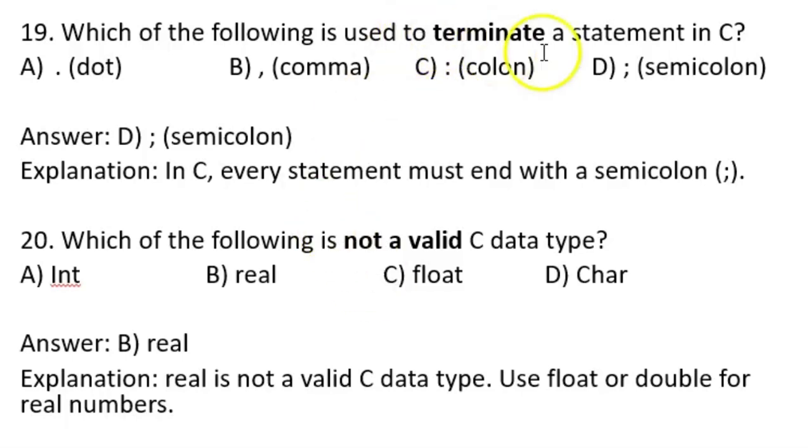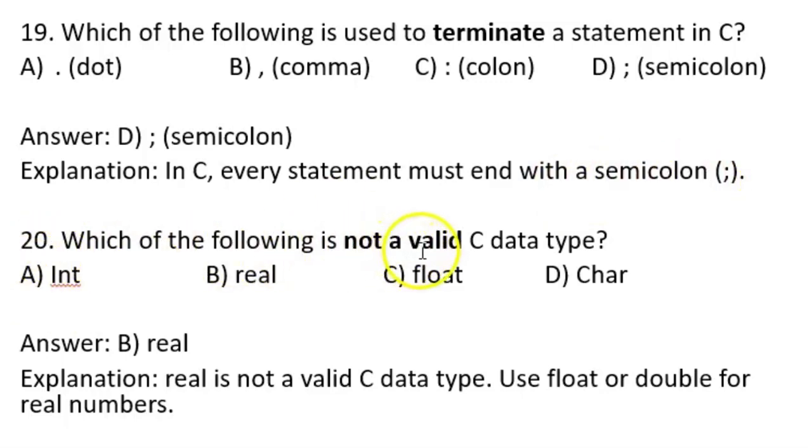Which of the following is used to terminate a statement of C? A, dot; B, comma; C, colon; D, semicolon. The answer is semicolon. In C, every statement must end with a semicolon.